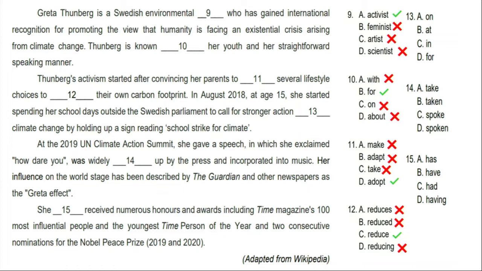At age 15, she started spending her school days outside the Swedish parliament to call for stronger action, number 13, on, at, in, or D for climate change by holding up a sign reading "School Strike for Climate"? Which one do you think is the right answer? Is it A? Is it B? Is it C or D?